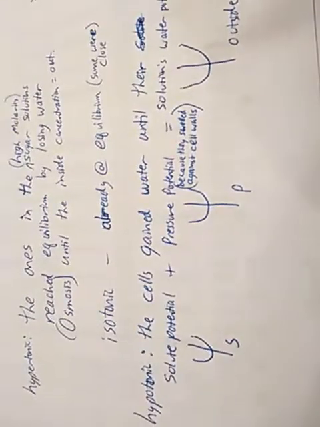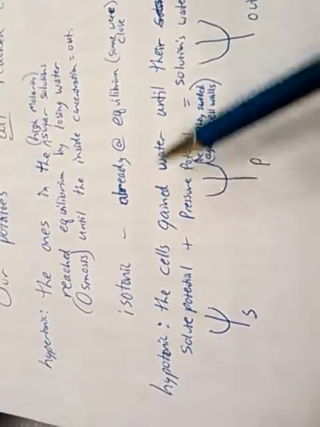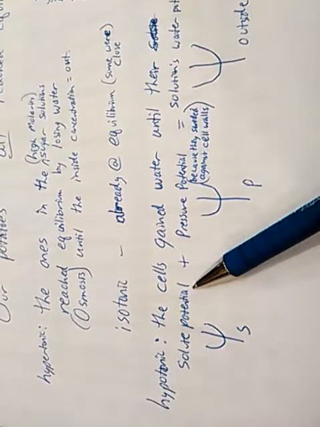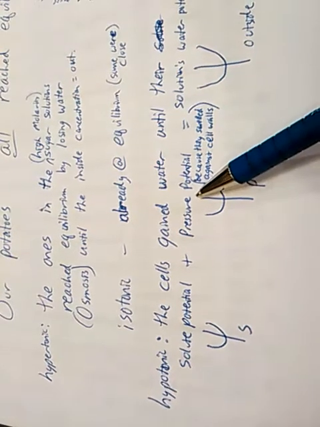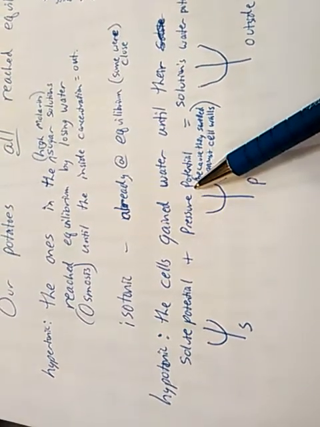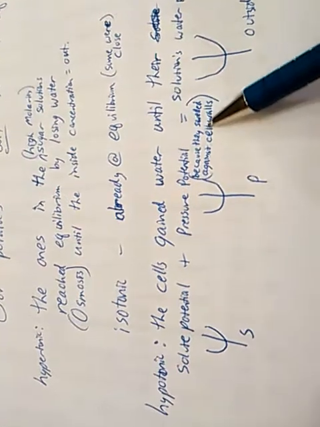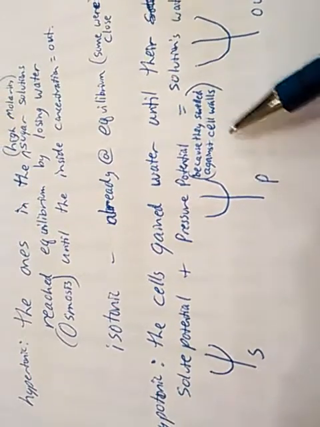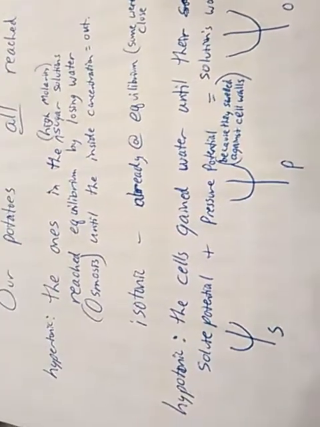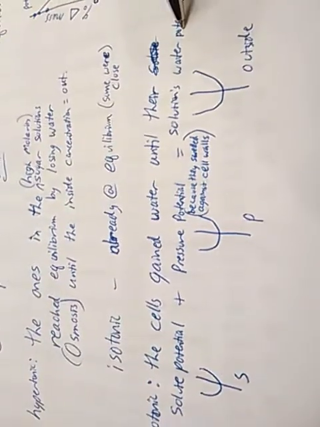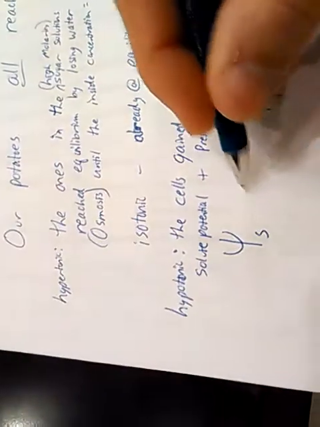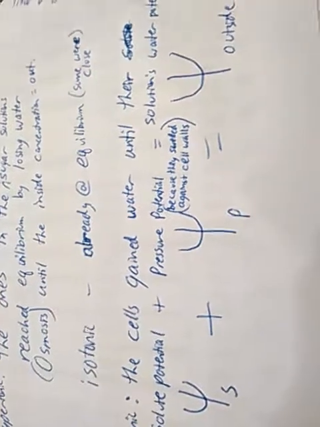And then the hypotonic ones, those cells gained water until their solute potential plus the pressure potential, which increased as the cells swelled against the cell walls, was equal to the water potential outside. So we have the solute potential inside the cell plus the pressure potential is equal to the outside water potential.